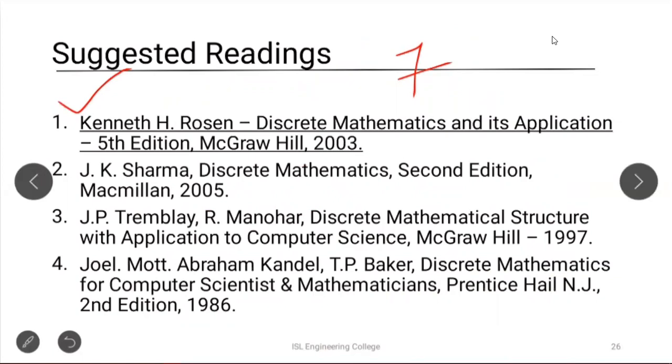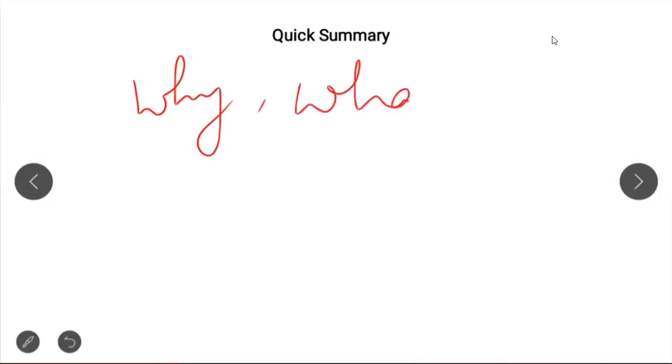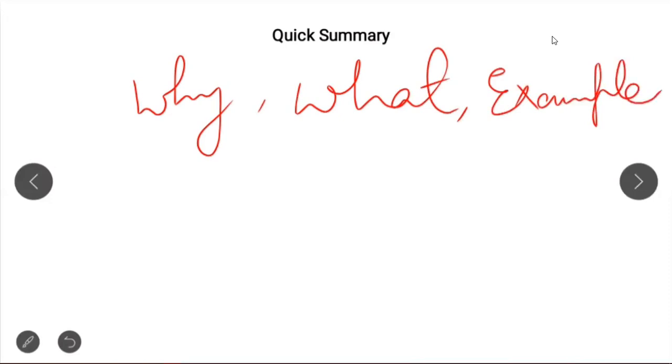And this is the end of today's lecture. Let's have a quick summary. We studied why we need discrete mathematics. Next, we studied what discrete mathematics is. After that, we looked at the cab company example, and after that, course objectives and course outcomes, and we looked at a brief overview of the syllabus.